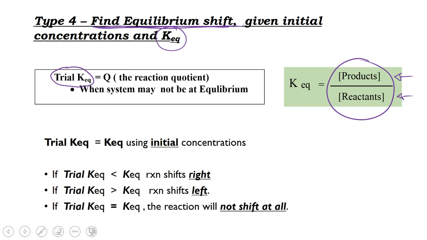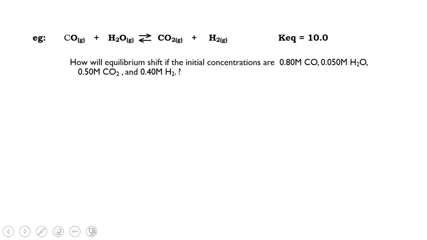And there is a chance that your trial KEQ is already equal to the equilibrium constant. If it equals the equilibrium constant, you're already there. You're already at equilibrium, and there's no shifting that needs to occur. So let's test one out. The calculation's really quick. Here's an example given to us.